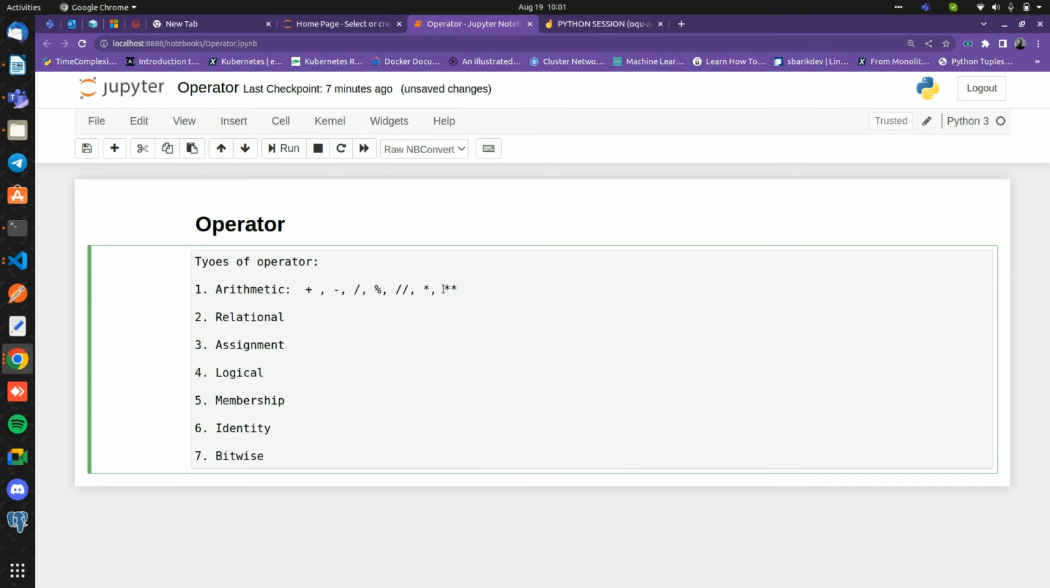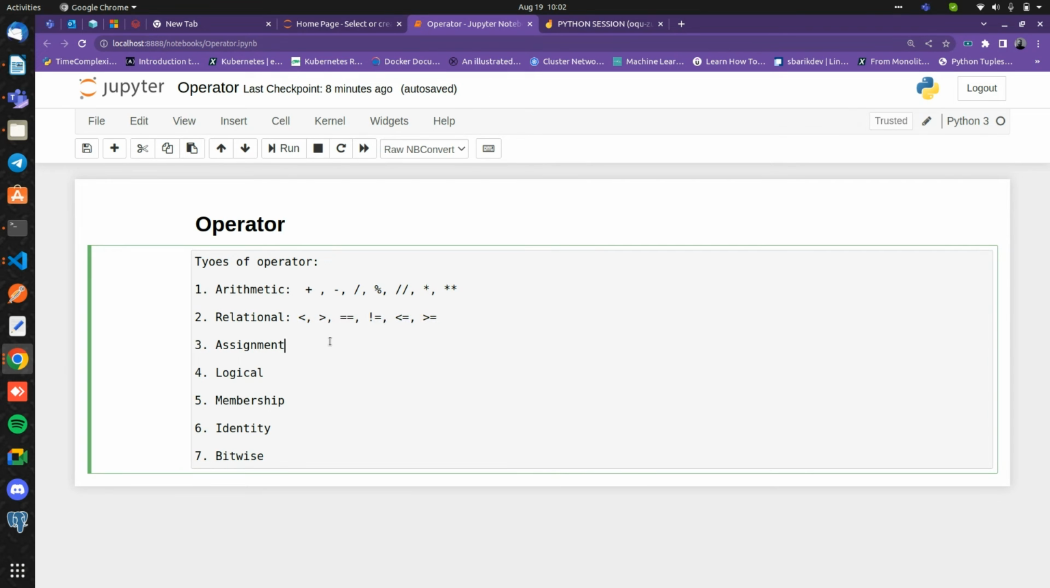Exponential means squares. Okay, and also relational comparison operators: less than, greater than, equal to, double equal to, not equal to, and also less than or equal to, greater than or equal to. So these are all the relational type of symbols.